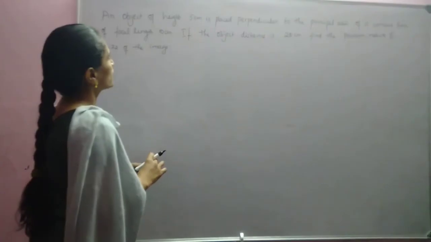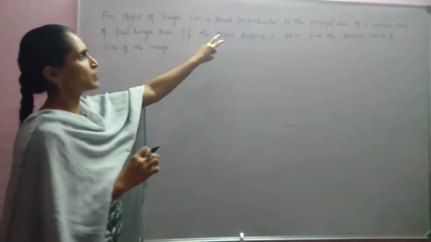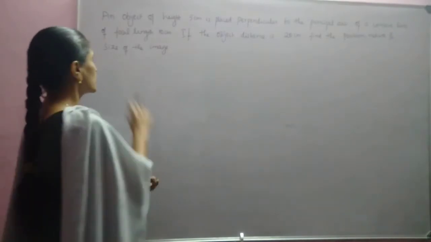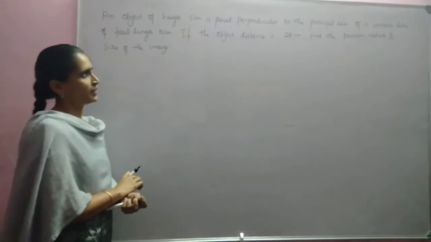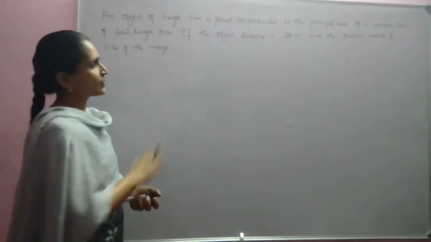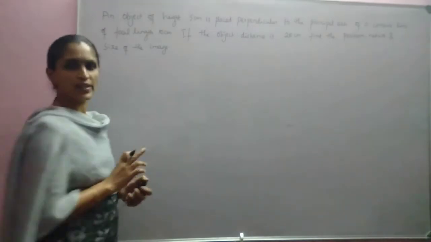Now we will discuss some problems related to the lens formula. An object of height 5 cm is placed perpendicular to the principal axis of a concave lens of focal length 10 cm. If the object distance is 20 cm, find the position, nature and size of the image.